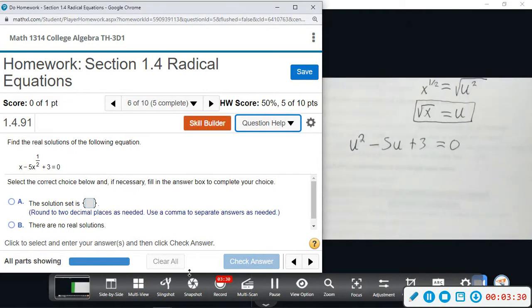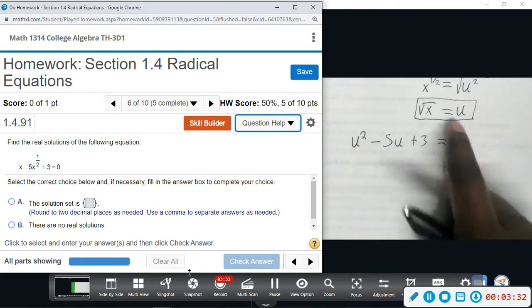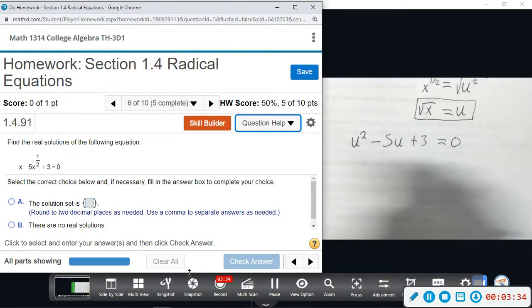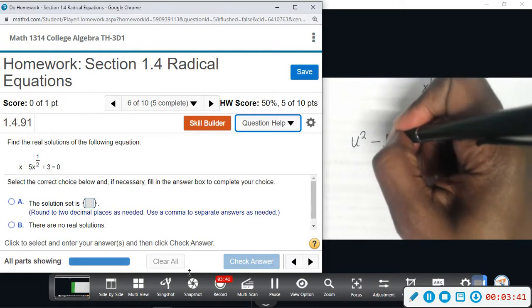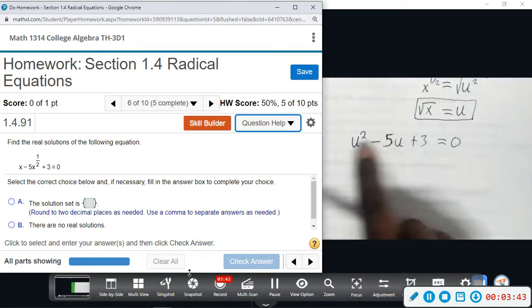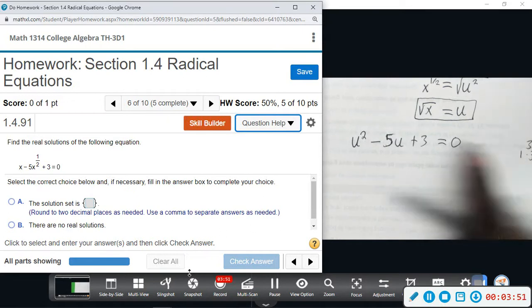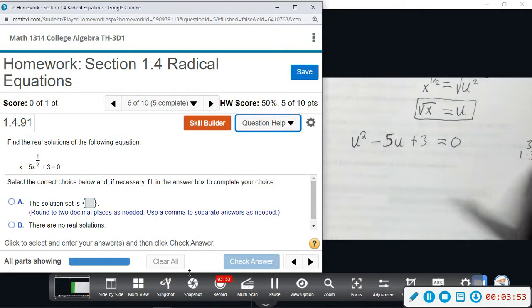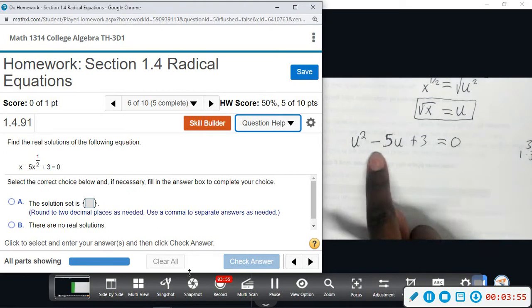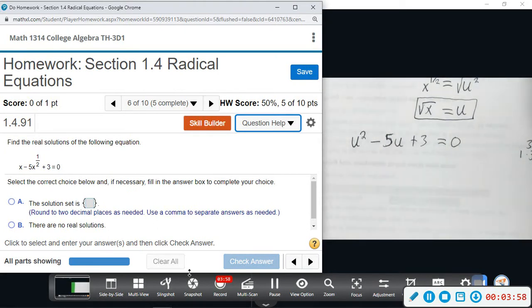Now when we get to the end, we're going to need to go back and resubstitute. Okay, so I want to know if this can factor. That would be the easiest way to solve it. 1 times 3 will give us 3, and factors of 3 are 1 times 3, and I would have to add to get 5, and 1 plus 3 is 4. So this will not factor, so we will need to do quadratic formula.